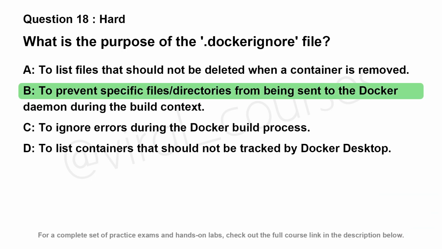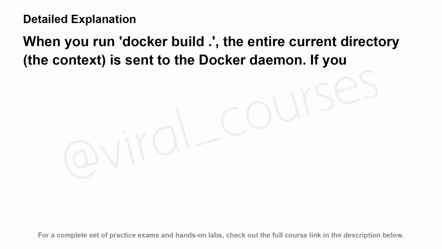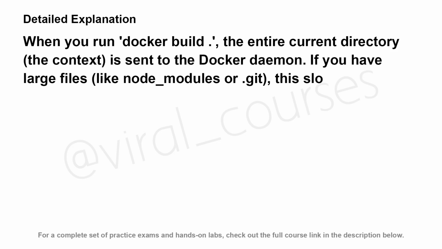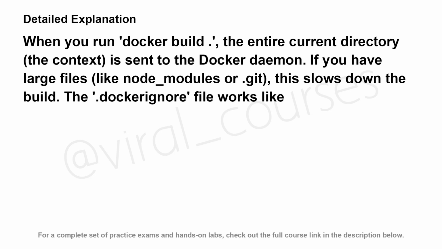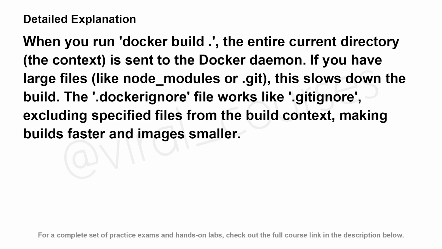The correct answer is B. When you run docker build, the entire current directory, the context, is sent to the Docker daemon. If you have large files, like node_modules or .git, this slows down the build. The .dockerignore file works like .gitignore, excluding specified files from the build context, making builds faster and images smaller.